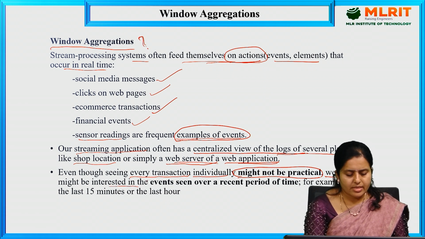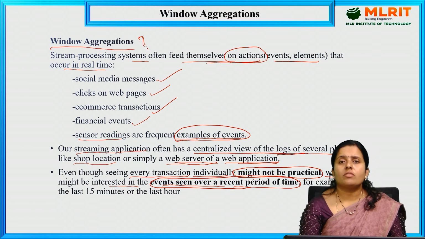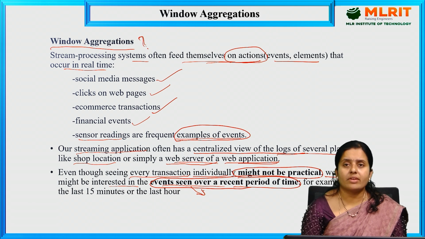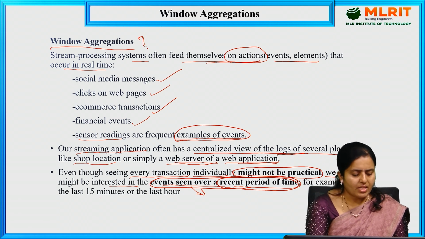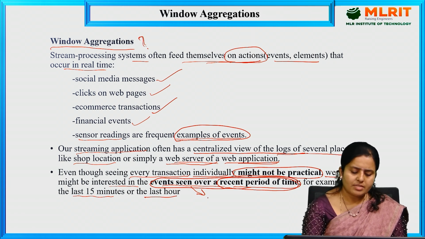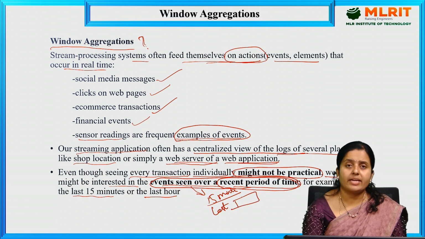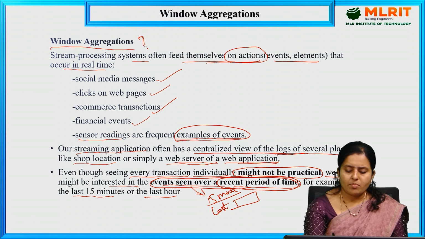We might be interested in the events seen over a recent period of time. So instead of calculating each and every event individually, we can calculate how many events are generated over a period of time, and aggregate the events, for example over the last 15 minutes or the last 1 hour. That is nothing but storing web logs.